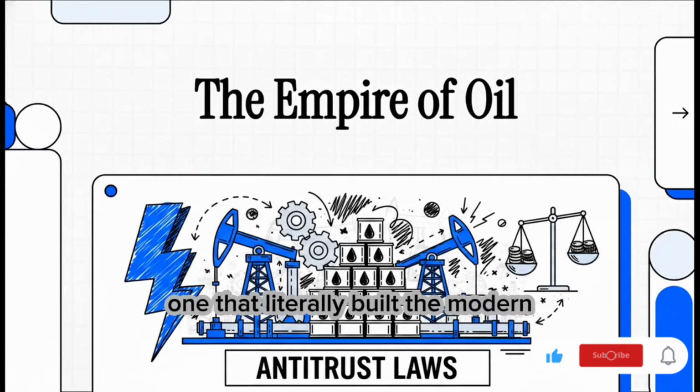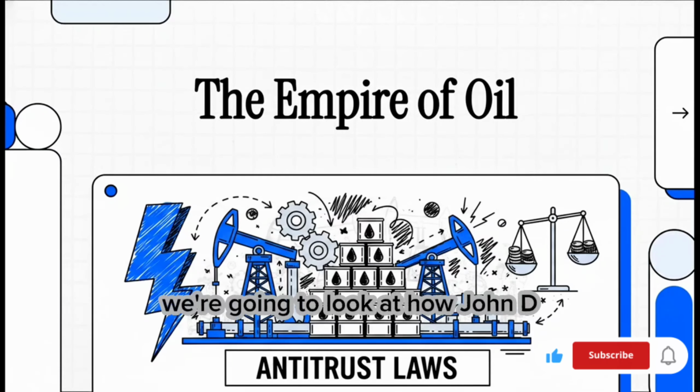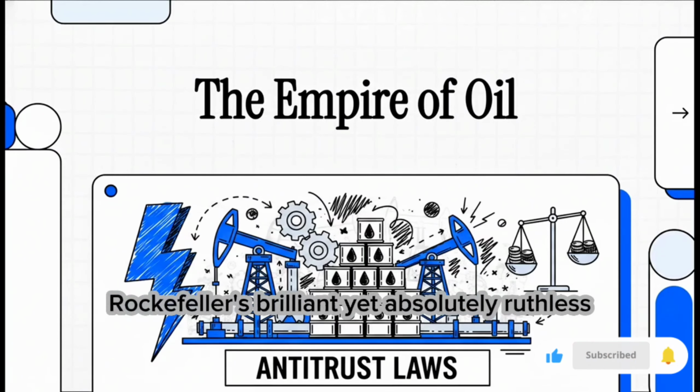Welcome to This Explainer. Today, we are unpacking a really fascinating piece of history, one that literally built the modern corporate world as we know it. We're going to look at how John D. Rockefeller's brilliant, yet absolutely ruthless business mechanics brought order to a totally chaotic industry and essentially forced the creation of the antitrust laws we still use today.